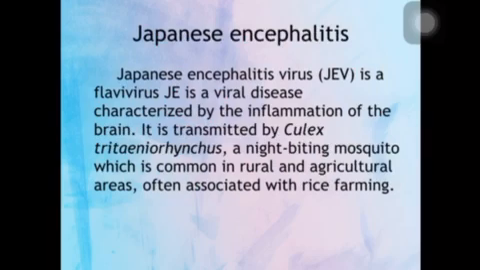Japanese encephalitis is a flavivirus, a viral disease characterized by the inflammation of the brain. It is transmitted by Culex tritaeniorhynchus, a night-biting mosquito, which is common in rural and agricultural areas, often associated with rice farming. So if you're wondering why it is called Japanese encephalitis, in 1871 it was described in Japan.